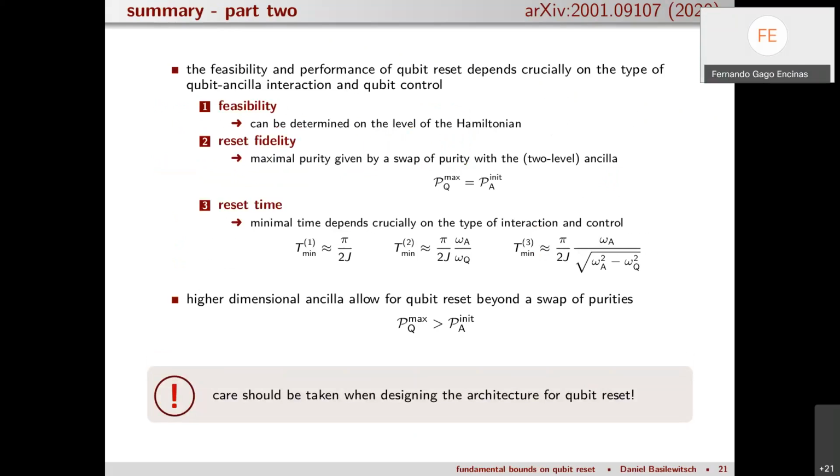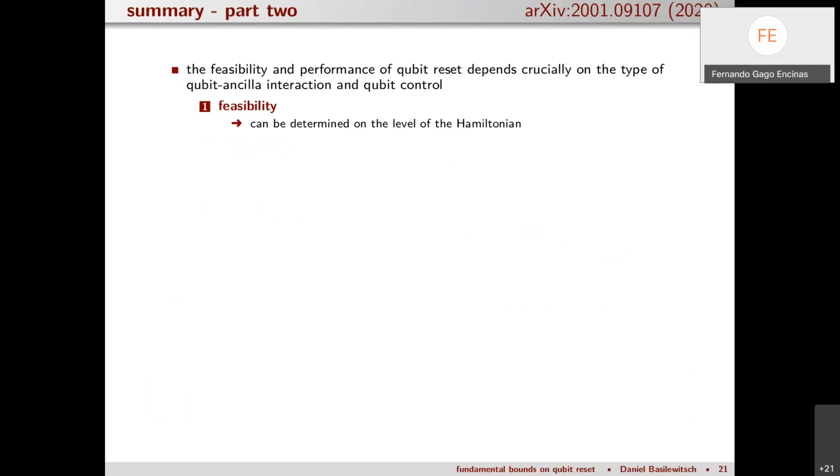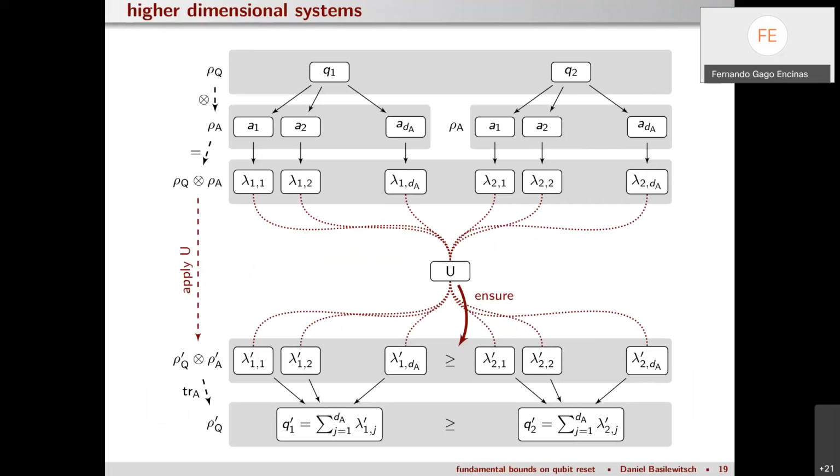Okay, then I will start with a very simple question. You say that a higher dimensional ancilla already allows for a better performance than just swapping the purities. Are the results better the higher the dimension, or does it cap at some point, or is it just a quality factor that applies in a 3-level system for the ancilla?